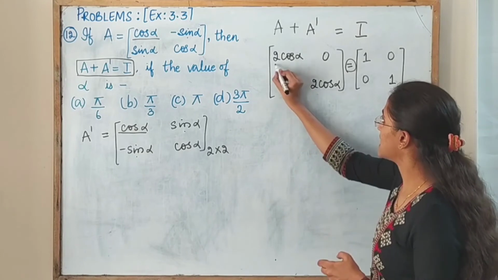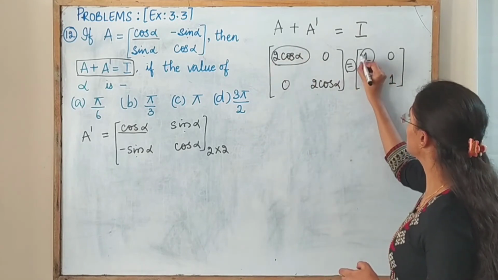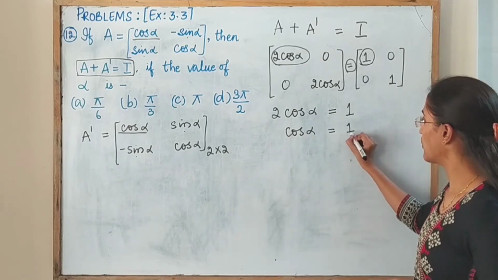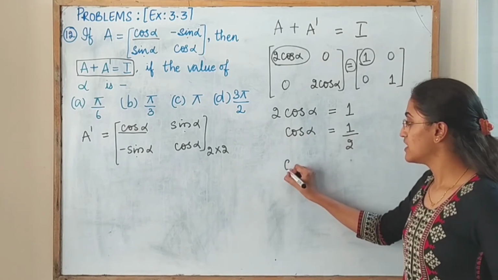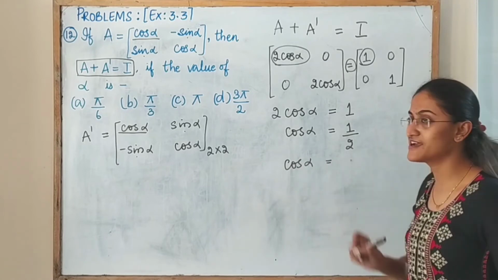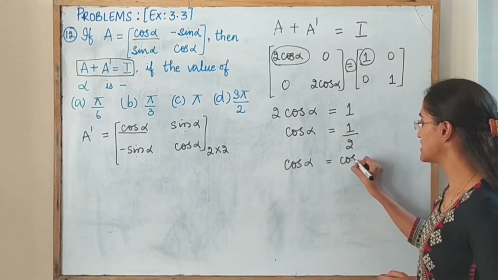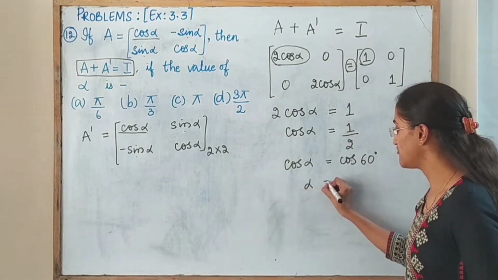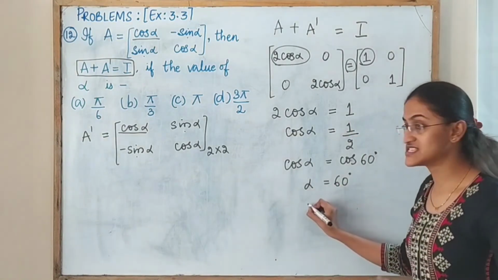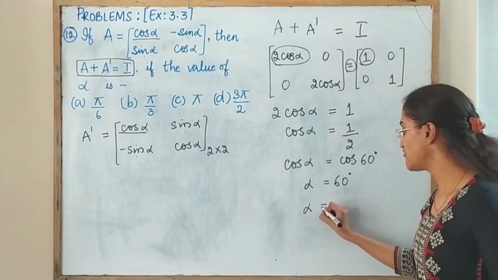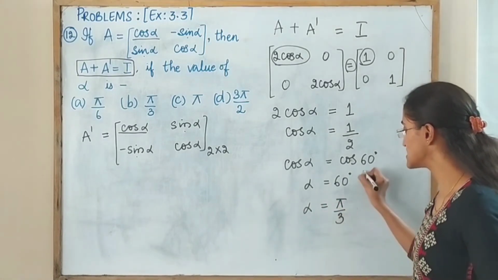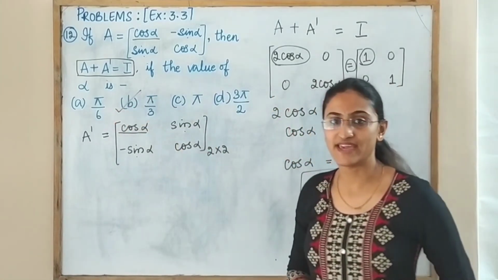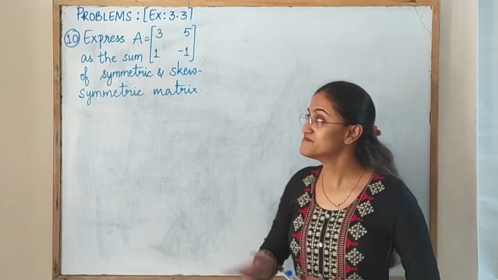Now, since these two matrices are equal matrices, we can compare the elements of these two matrices, and hence 2 cos alpha will be equal to 1, and hence cos alpha is equal to 1 by 2, and therefore recall cos of 60 degree is equal to 1 by 2, and hence alpha is equal to 60 degree, or changing it to radian measure, alpha will be equal to pi by 3, and hence we have the option as B. Look at the next problem.